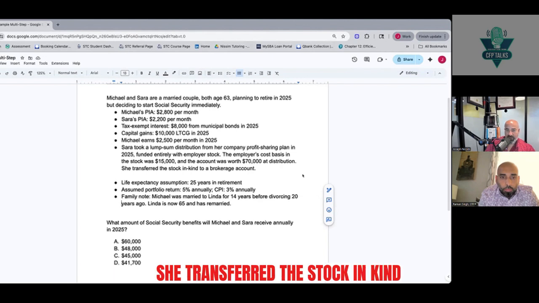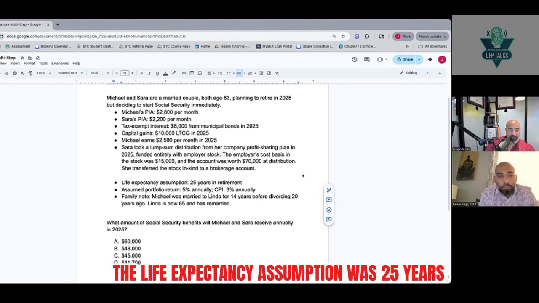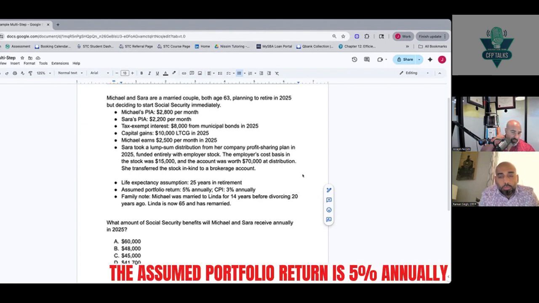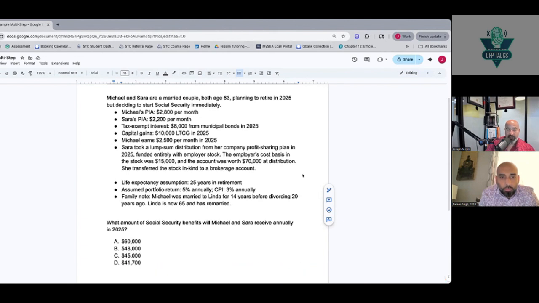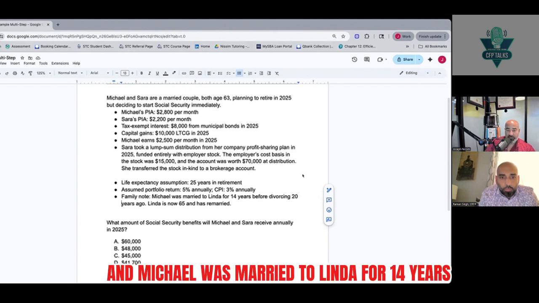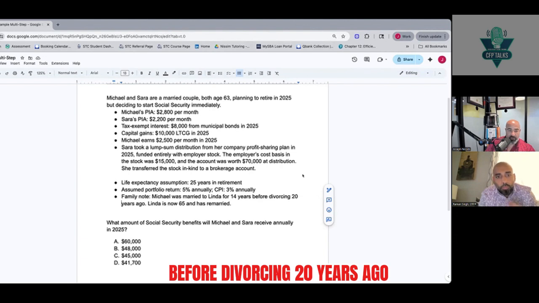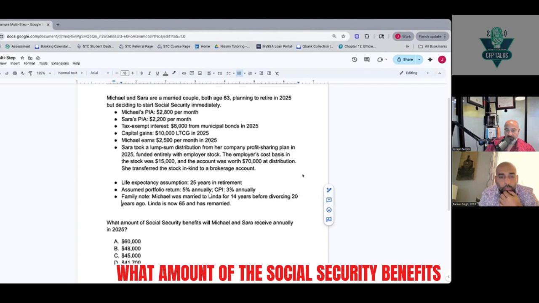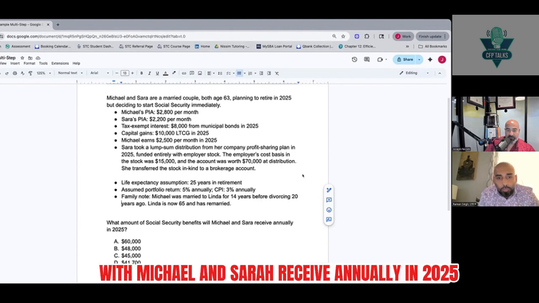She transferred the stock in kind to a brokerage account. The life expectancy assumption was 25 years in retirement. The assumed portfolio return is 5% annually with a 3% CPI. And Michael was married to Linda for 14 years before divorcing 20 years ago. Linda is now 65 and has remarried. What amount of the Social Security benefits will Michael and Sarah receive annually in 2025?